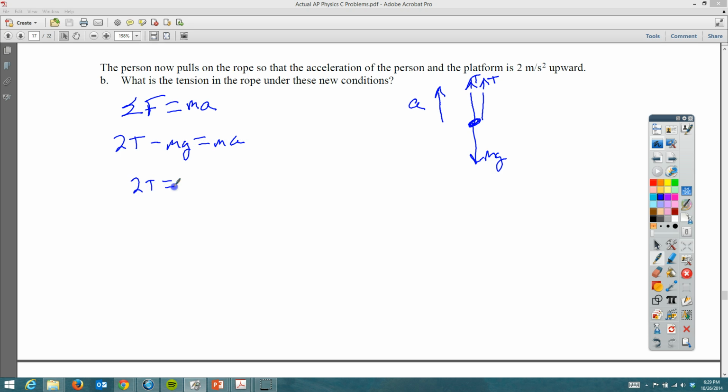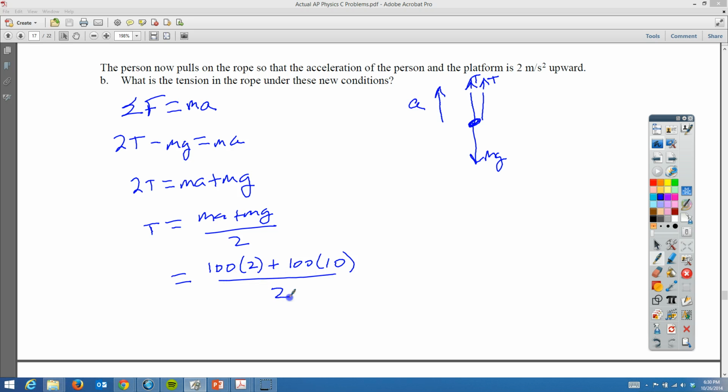So now we have 2T is equal to ma plus mg, which means that tension now is equal to ma plus mg all divided by 2. Mass of the person and the crate is 100, so 100 times 2 plus 100 times 10, and then we're going to divide that by 2. So at this point, we have 200 plus 1,000 is 1,200 divided by 2, and so now we see that the tension in the rope is 600 newtons.